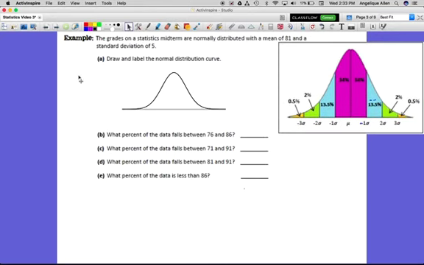So here's an example, and I want you to fill in your notes as we go. Part of your grade is going to be based on whether you filled in these notes. Alrighty. So the grades on a statistics midterm are normally distributed with a mean of 81 and a standard deviation of 5. Okay, so let's make sure we understand our terms here. Mean is mu, and standard deviation is sigma. Okay, draw and label the normal distribution curve.